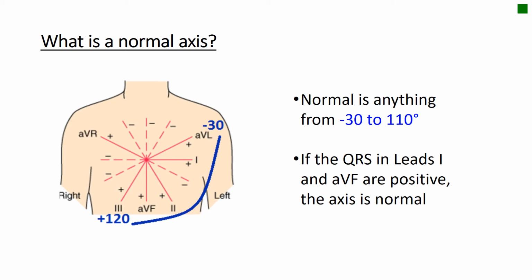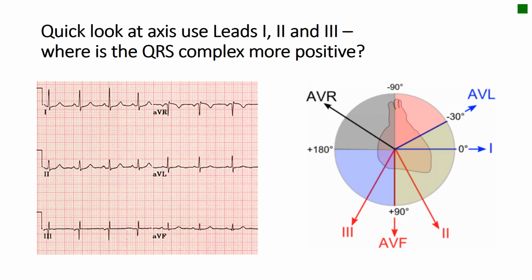If the QRS in leads 1 and AVF are positive, the axis is normal, because then it's between those two. It's in this direction. They're both positive. Okay. So a quick look at the axis is to use leads 1, 2, and 3.